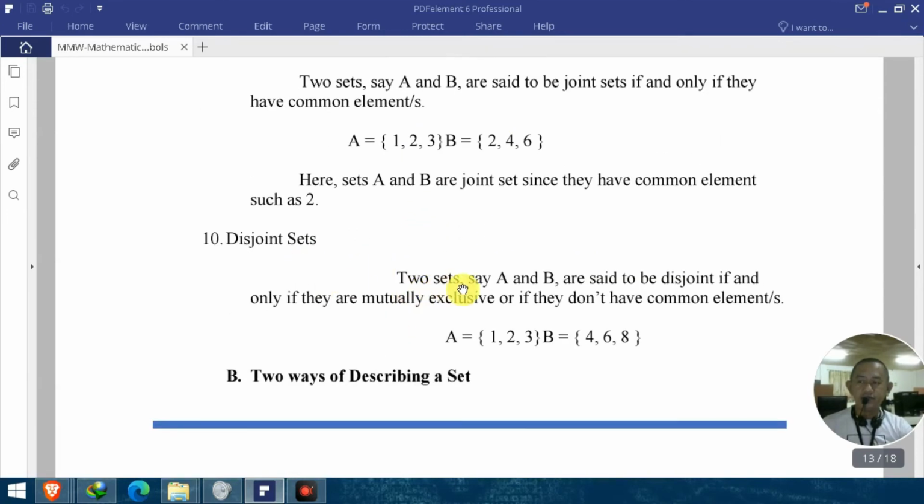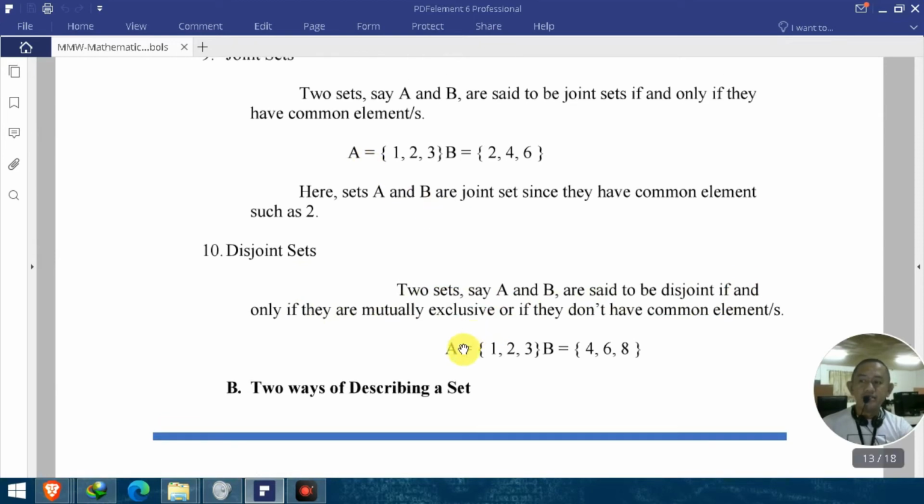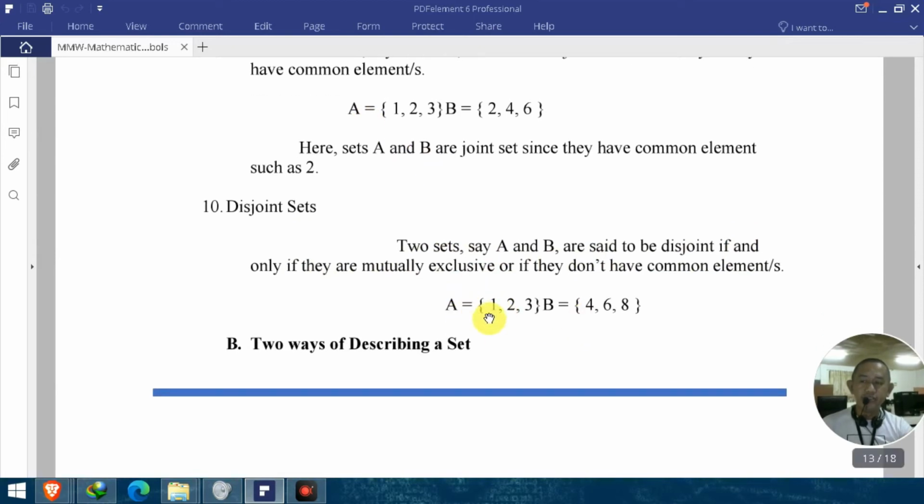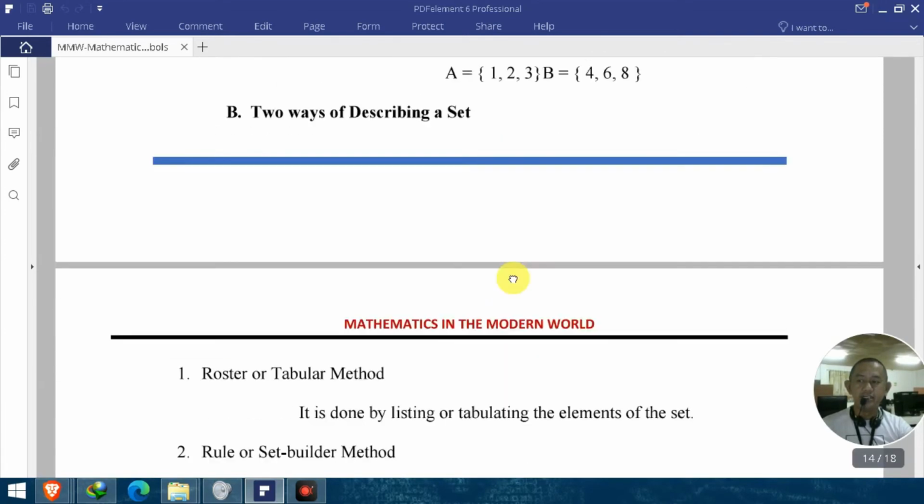Disjoint sets: two sets, say A and B, are said to be disjoint if and only if they are mutually exclusive, or they don't have common elements. A and B are disjoint sets because set A has 1, 2, and 3, and set B has 4, 6, 8. They have no common elements, so it is a disjoint set.